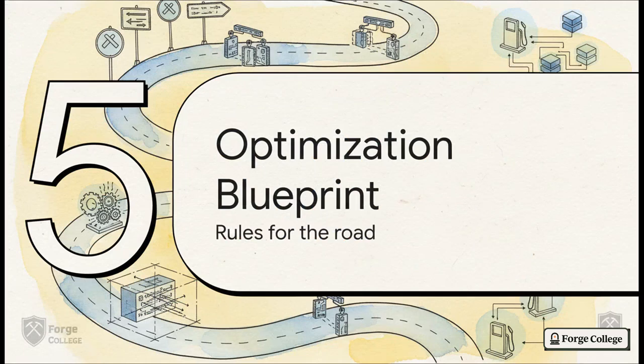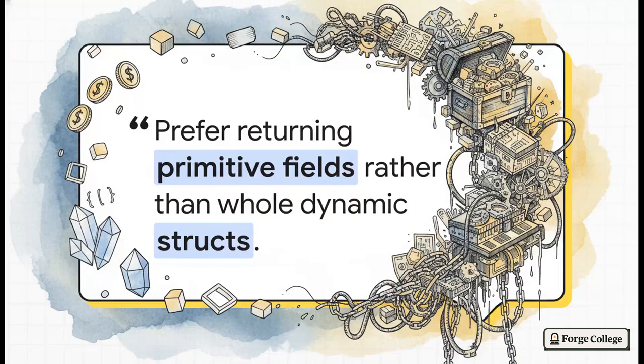Which brings us to Section 5, The optimization blueprint, or rules for the road. Listen, if you write down just one thing from this explainer, let it be the golden rule of efficient state retrieval. Prefer returning primitive fields rather than whole dynamic structs. That's it. It is the overarching principle that guides absolutely everything we've talked about today.